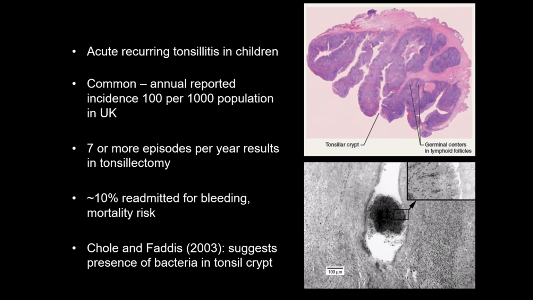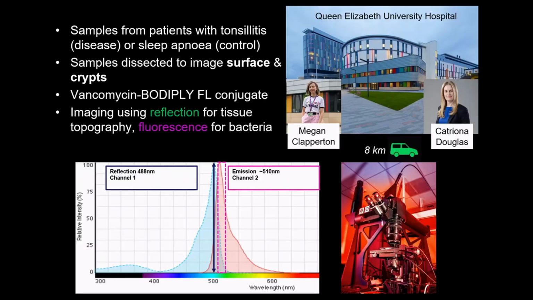So what we want to do is use the large field of view that the Mesolens affords us, the volumetric imaging, and try and understand, is this actually a physiologically meaningful result? Do we see more bacterial infection in these tonsils than we thought? Because we want to study tonsillitis, it means that we also need a control group. So our control group in this case is patients who have obstructive sleep apnea.